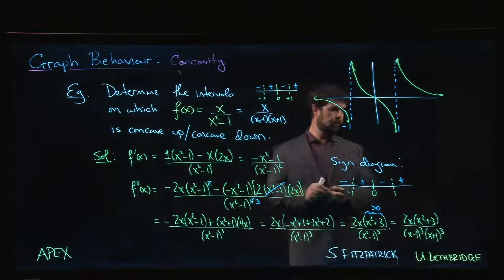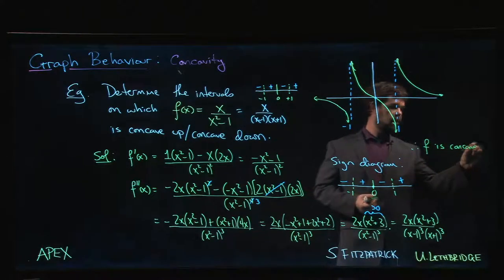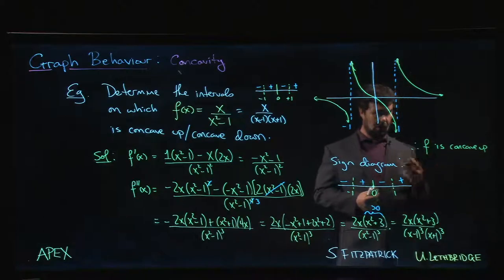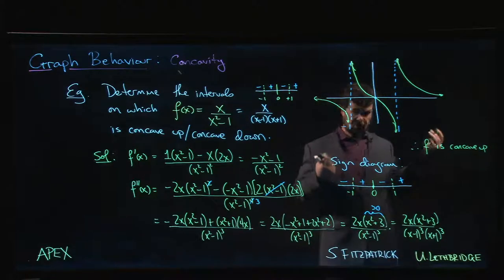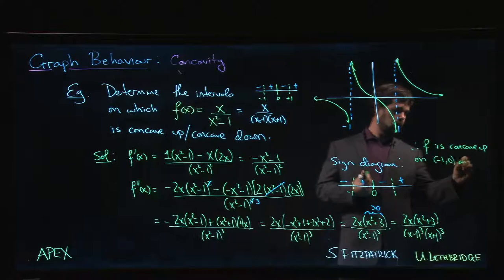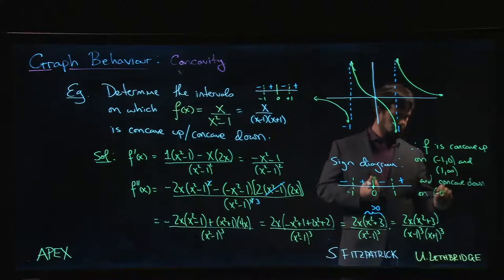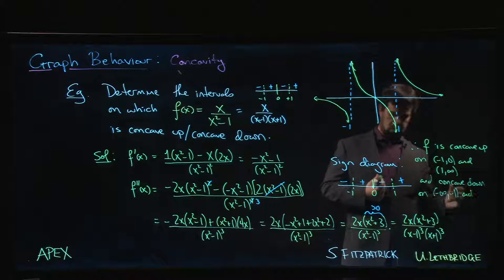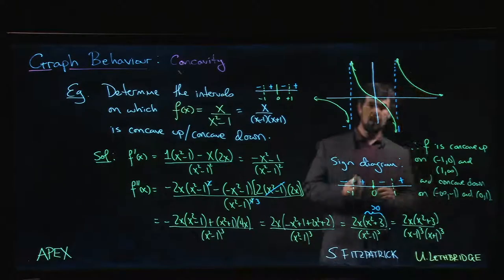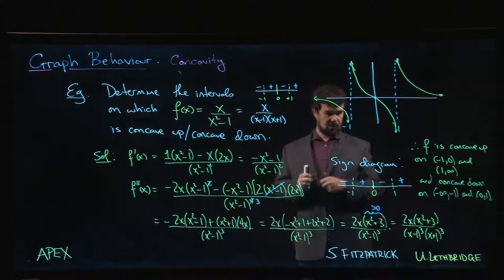And that means that f is going to be, and by the way, we're often lazy and we'll say the function is concave up. Really, we should say the graph is concave up, but we'll just say f is concave up on minus 1 to 0, and 1 to infinity, and it's concave down on minus infinity to minus 1, and 0 to 1. And indeed, that fits with what we've guessed as our graph, right? So our graph here that we have is fairly accurate.